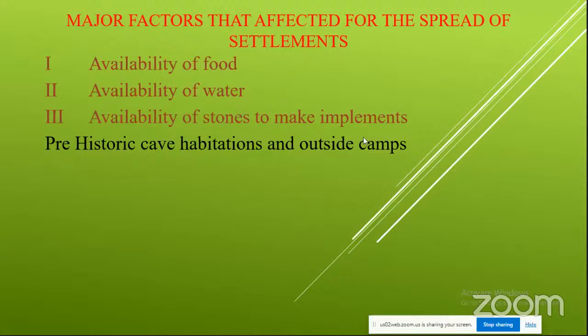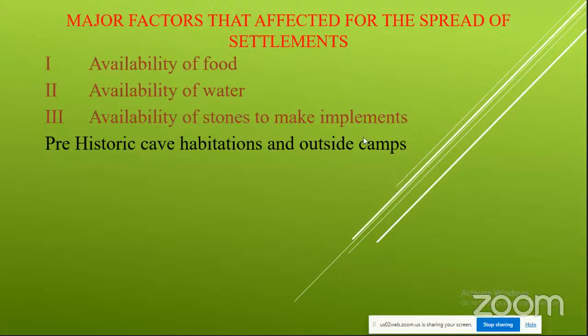In one of the past papers, they have asked what are the two types of habitations that prehistoric man were using. The answer is cave habitations and outside camps. Then they have asked what are the examples. So you should be able to write examples for cave habitations and outside camps. There are two types of caves that they were using: wet zone caves and dry zone caves.